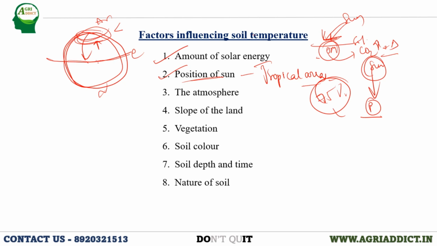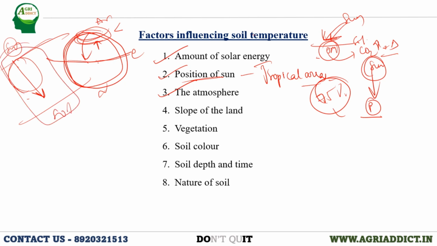Next one is atmosphere. How can we explain this? The longer the distance that the sun ray has to pass through the atmosphere, greater is the absorption of heat by the atmosphere, because the ray has to pass through the atmosphere, then only it will reach soil. If this is taking more time, what's happening in between? Some of the energy is getting absorbed by the atmosphere. So ultimately less amount of energy will be transferred to soil. Likewise, the atmosphere should be cloud free. As we saw before, if it is cloud free, 75% of radiation can reach the soil.